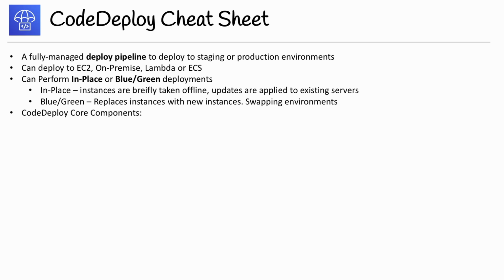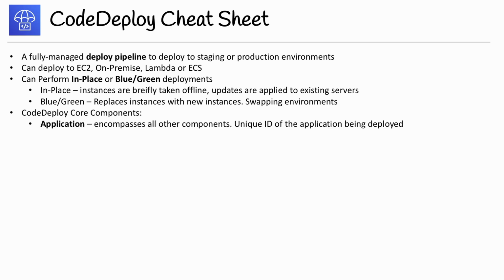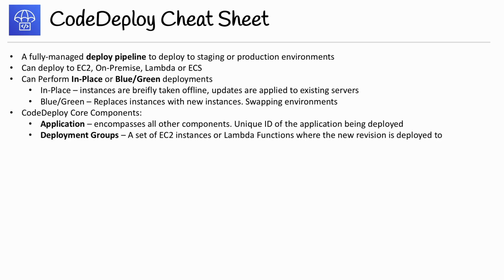And now talking about the CodeDeploy core components, we have the application. That encompasses all other components, which will follow this one immediately, and we have a unique ID of the application being deployed. Deployment groups is a set of EC2 instances or Lambda functions where the new revision is to be deployed to. Then you have deployments. This is the process and components used to apply a new application revision.